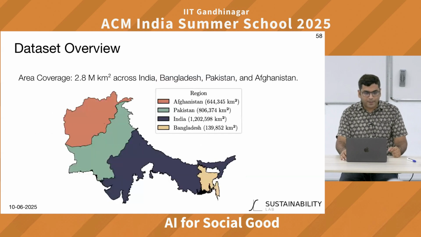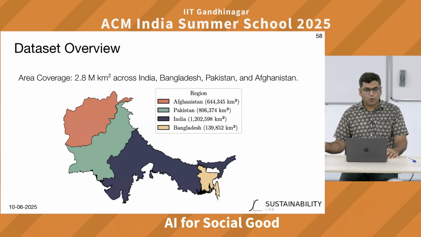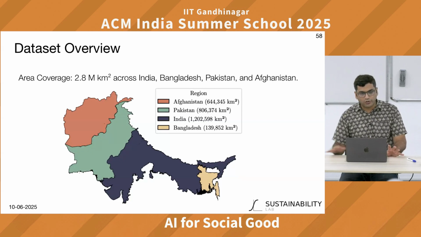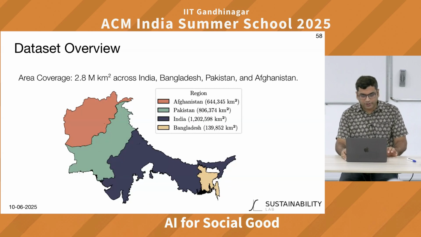So this time we expanded the coverage. We went beyond India. We went into Afghanistan, Pakistan, more states in India, and then Bangladesh. So overall, the area coverage was 2.8 million square kilometers. So it's a huge area that we have spanned across these different countries now.